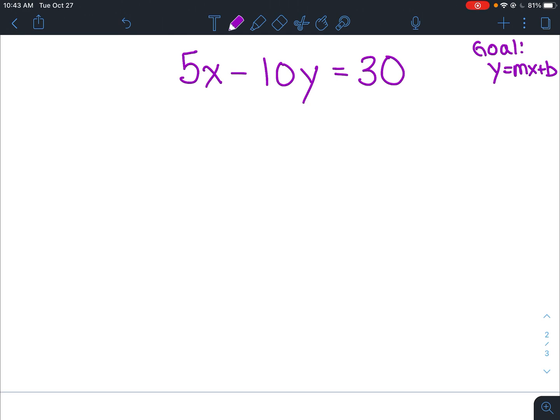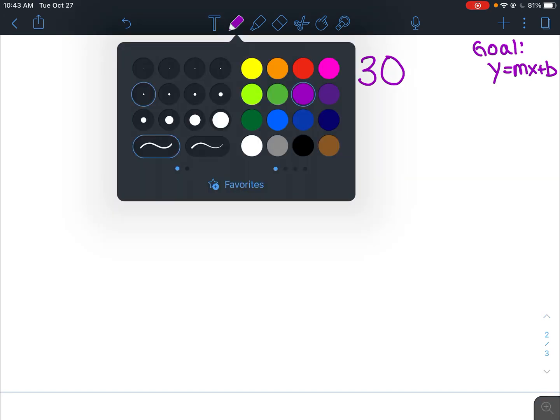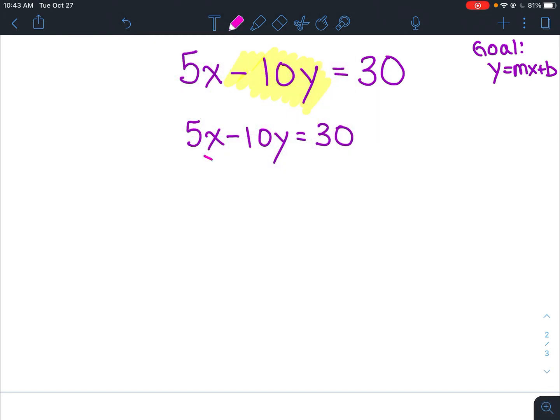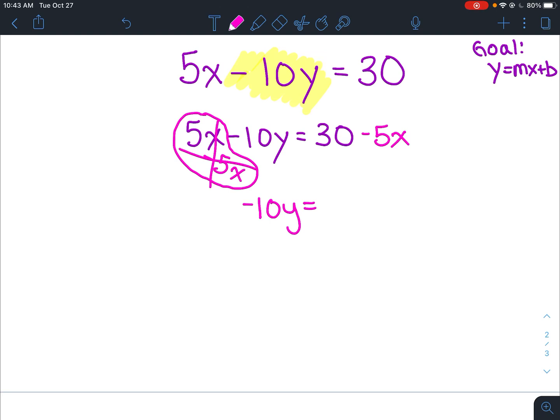That's what I want. So once again, I probably don't touch the negative 10y, leave that term, and get rid of the 5x. That's my plan. All right, let's do it. I'm just going to rewrite it so that I have the original sitting there still. The only way to get rid of the 5x is to do the opposite. So it's currently a positive 5x, so I'm going to subtract 5x from both sides. And that just eliminates this. So 5x, take away 5x, gone. So all I'm left with is the negative 10y like I wanted, equals 30 minus 5x.